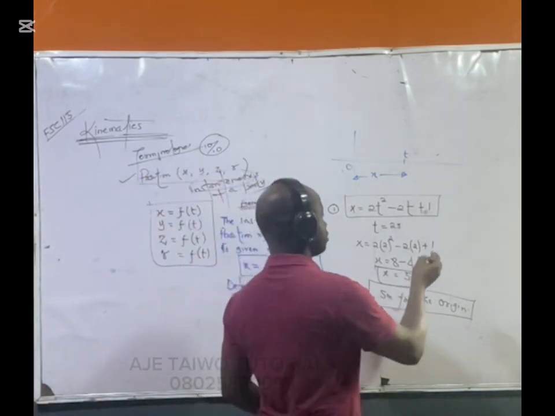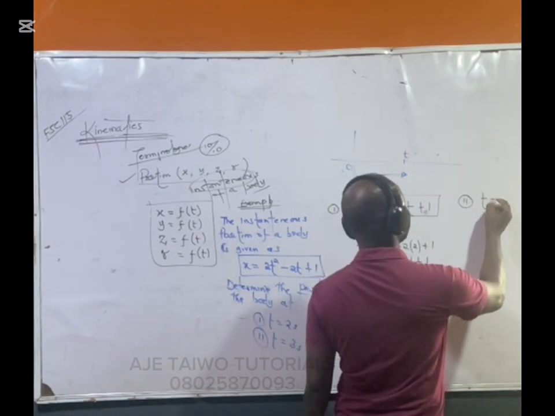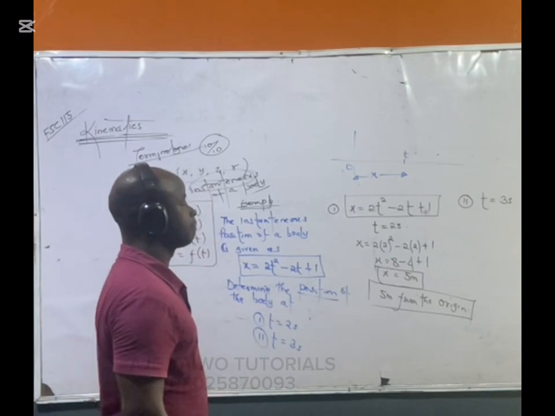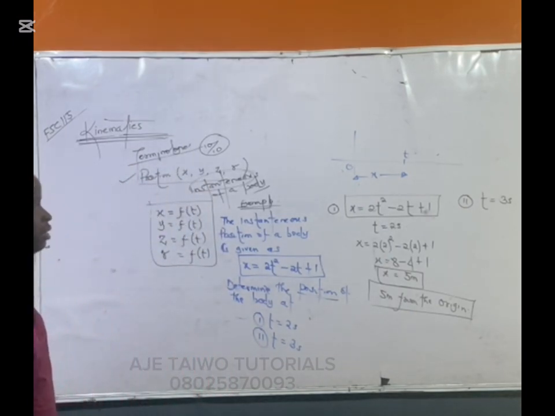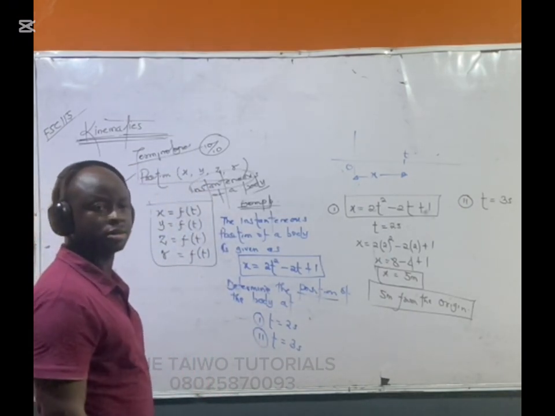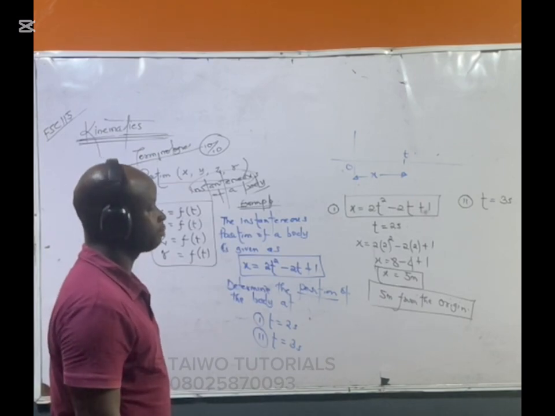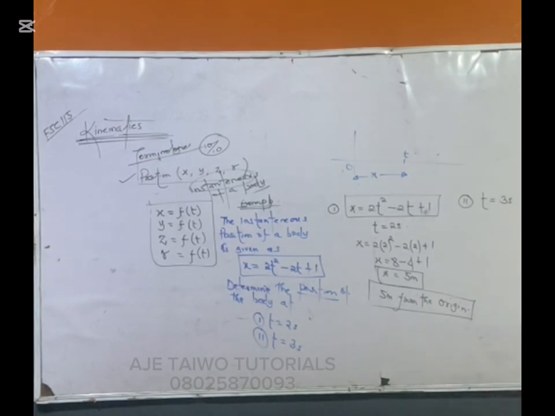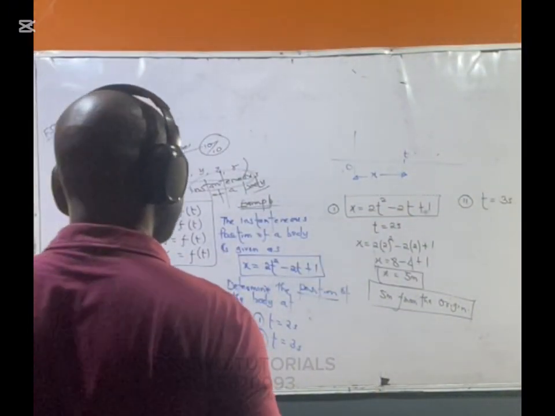When time is 3 seconds, where is the body positioned? Class, talk to me. The body is positioned what? 13 meters from the origin.